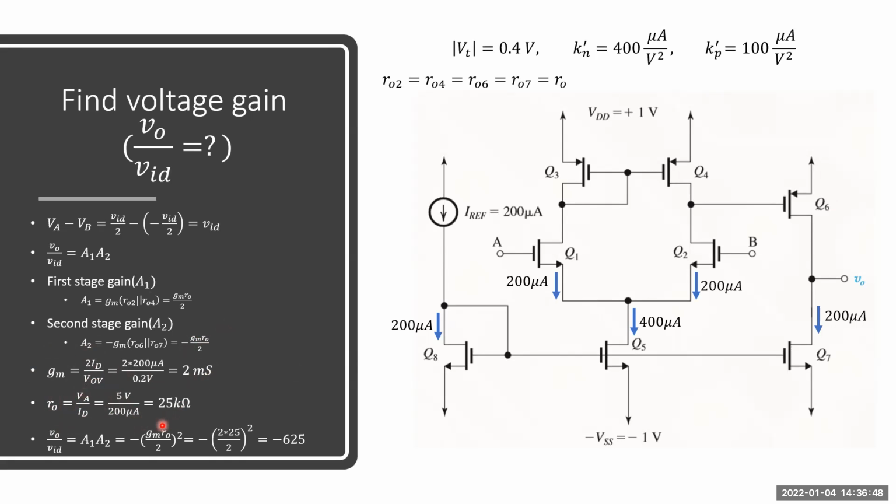Now we have calculated all the parameters needed to find the voltage gain. Then VO divided by VID, the small signal voltage gain, equals minus 625. Okay. This is the small signal voltage gain of the two-stage MOSFET amplifier.